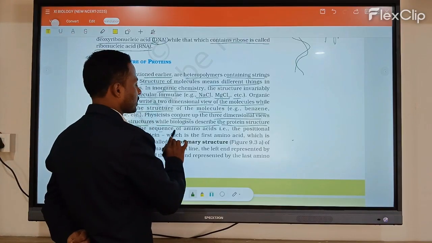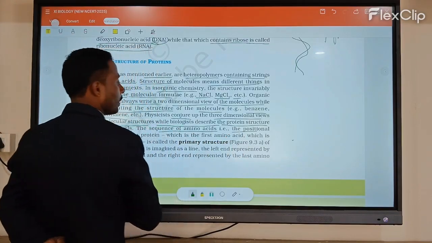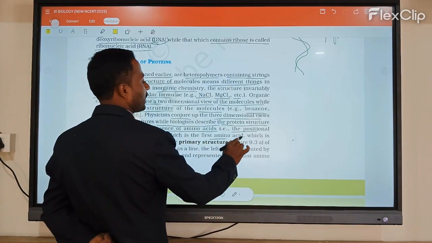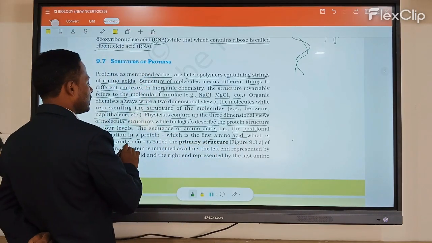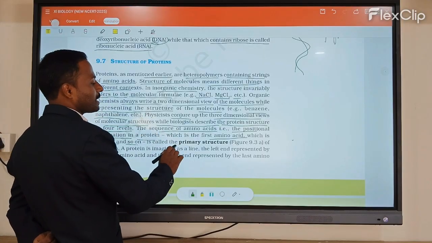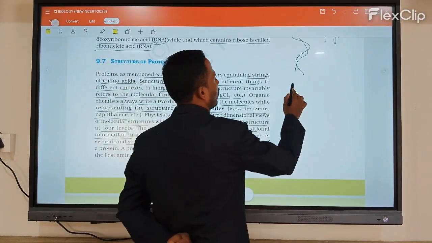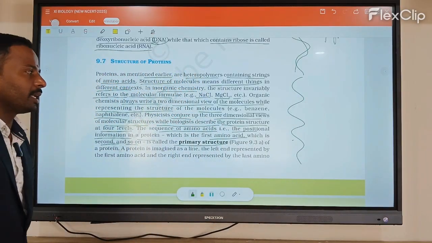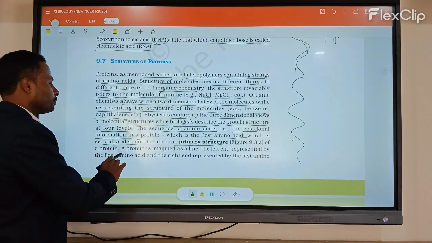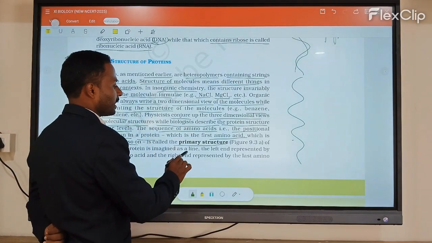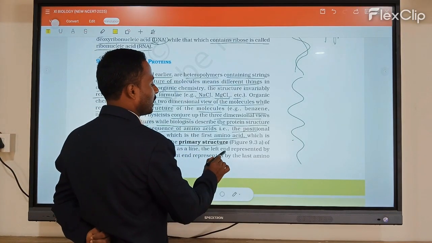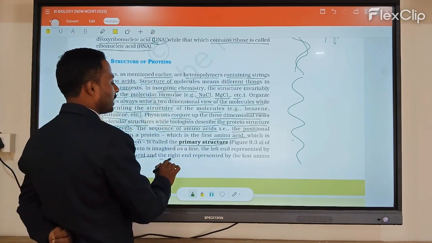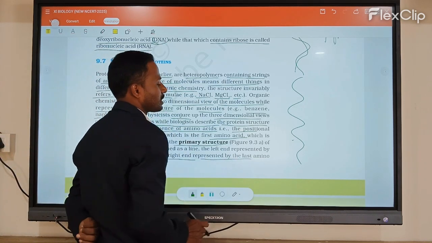The sequence of the amino acids, the positional information in a protein, which is the first amino acid, which is second, and so on, is called the primary structure. The primary structure of a protein is represented as a linear chain, with the left end representing the first amino acid and the right end representing the last amino acid.